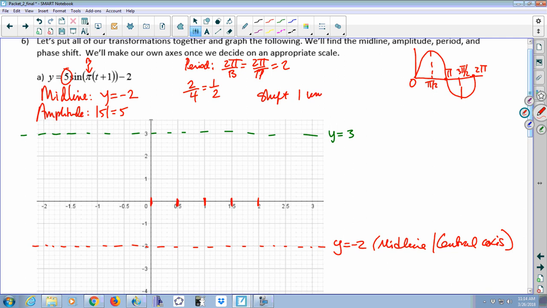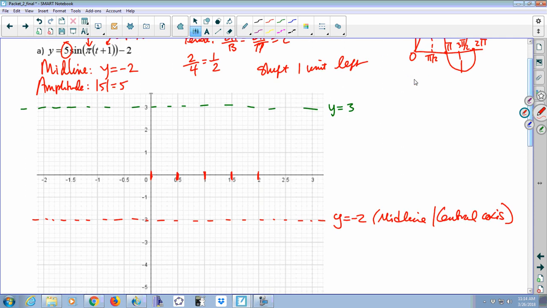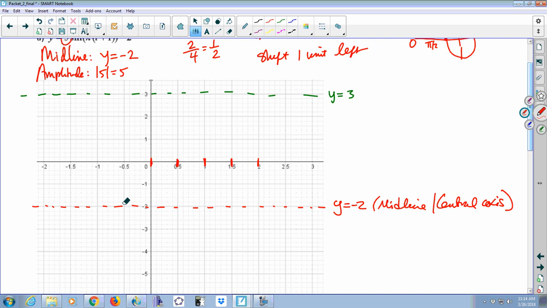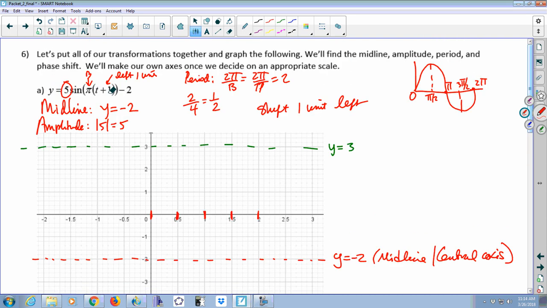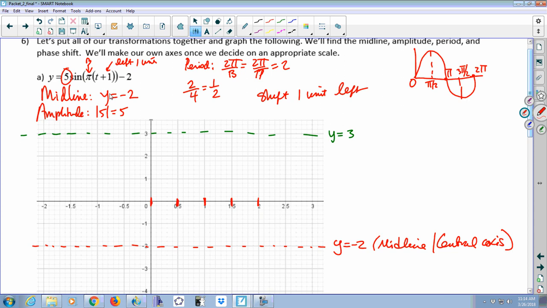1 unit left. Okay, right here, 1 unit to the left. So what does that mean? It means sine says I always start at my midline. My midline is down here. And this tells me I'm going to start 1 unit to the left of 0.